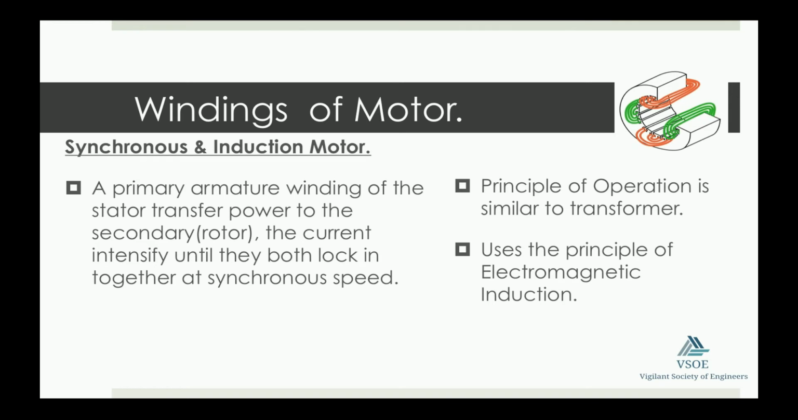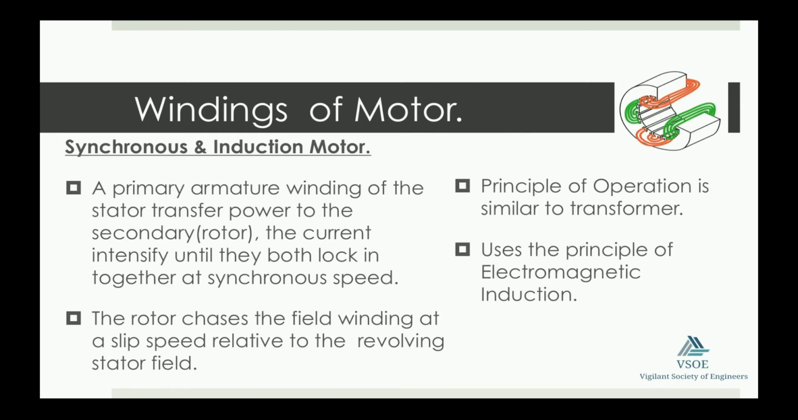So the primary armature winding of the stator transfers power to the secondary of the rotor, and the current intensifies until they both lock in together at synchronous speed. So the principle of the induction motor is to transfer energy from a primary to a secondary, and the energy that is in the secondary interacts with that of the primary, right? So the current transfers to the rotor, and the rotor creates an interaction with the stator.